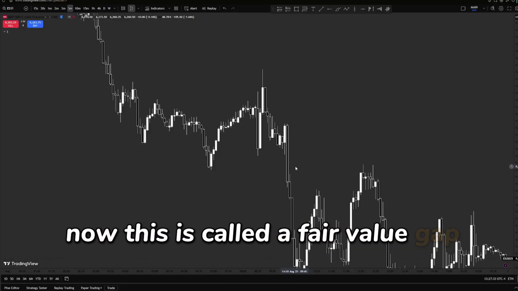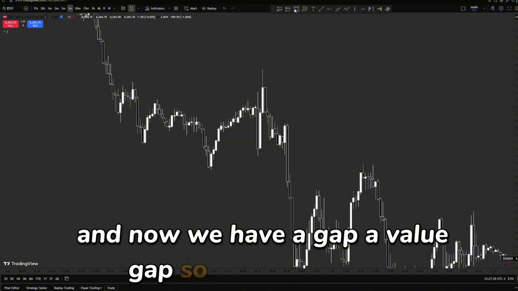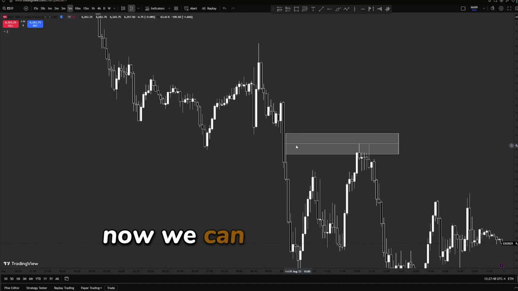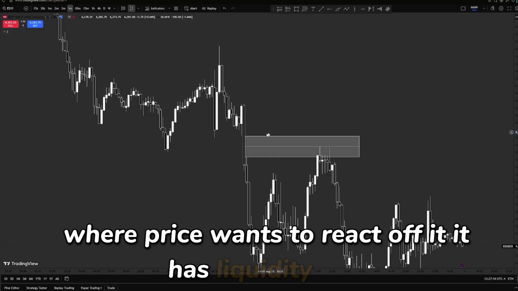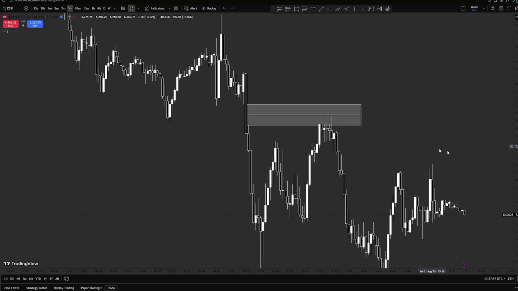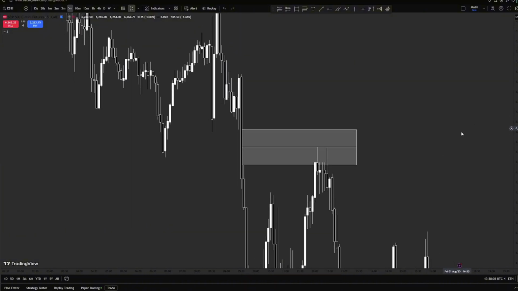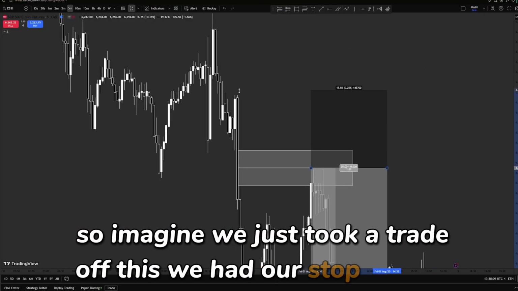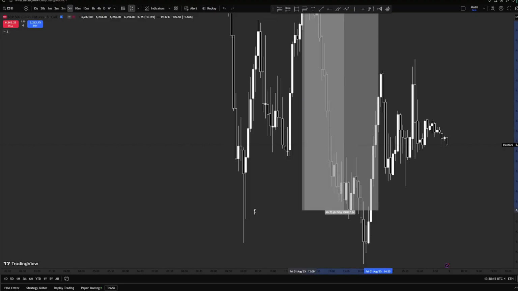Now this is called a fair value gap, because we had fair value here and now we have a gap. Fair value gap. So let's just mark it. Now we can take this as an example where price wants to react off it. It has liquidity here. And what does price love? Price loves liquidity. So imagine we just took a trade off this. We had our stop up here, and we just targeted this low.